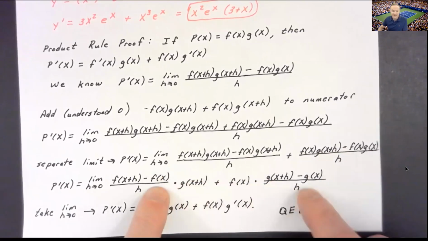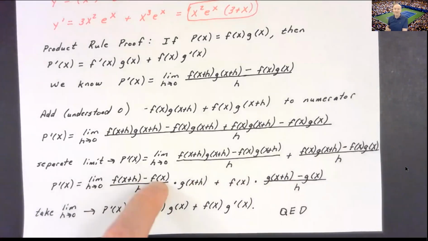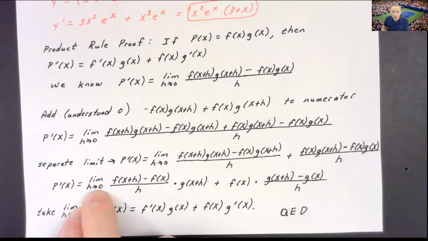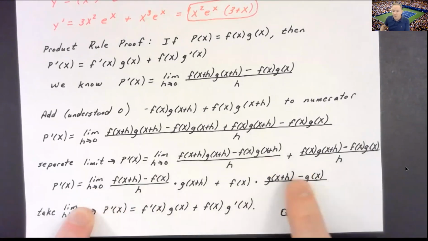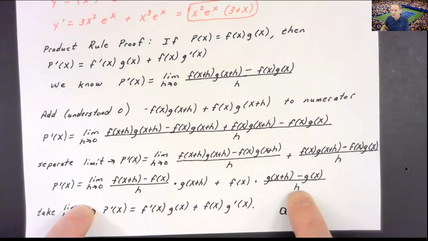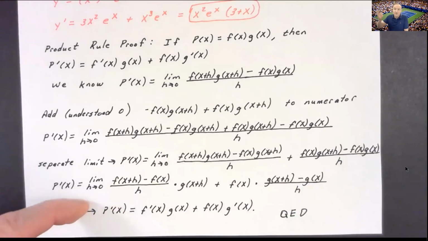At this point, this is where the gorgeousness happens. I recognize, ooh, what do I know the limit as h approaches 0 of f of x plus h minus f of x over h is? That is the limit definition of the derivative, f prime of x. Woohoo! What do I know the limit as h approaches 0 of g of x plus h minus g of x over h is? That's the limit definition of a derivative for g. It's g prime of x.